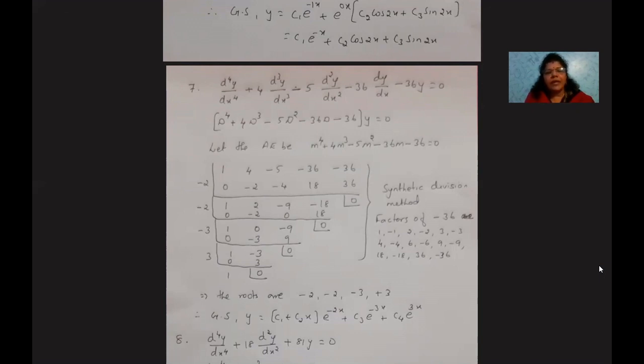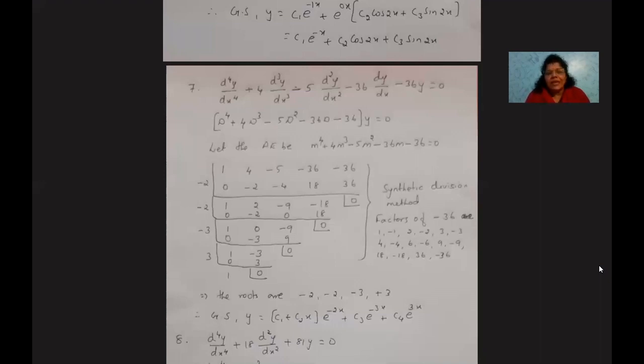d to the power 4 y by dx to the power 4 can be written as D to the power 4, 4 d cubed y by dx cubed can be written as 4D cubed, minus 5 d squared y by dx squared can be written as minus 5D squared, minus 36 dy by dx can be written as minus 36D, and minus 36 of y, with y common taken outside, and the auxiliary equation I have written as m to the power 4 plus 4m cubed minus 5m squared minus 36m minus 36 equal to 0.